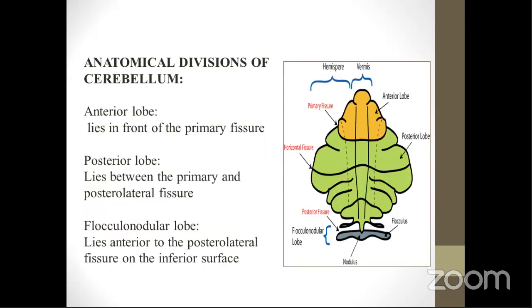Coming to the anatomical divisions of the cerebellum, there are two fissures which commonly divide the cerebellum into three parts. The first is the anterior lobe, which lies in front of the primary fissure. So this is the primary fissure and this one is the anterior lobe. The second is the posterior lobe, and the third one is the flocculonodular lobe. So if we divide the cerebellum anatomically, it is divided into three by two fissures: anterior lobe, posterior lobe, and flocculonodular lobe.